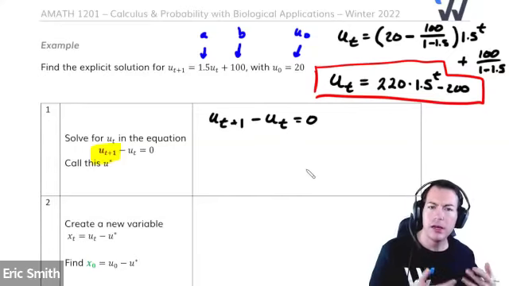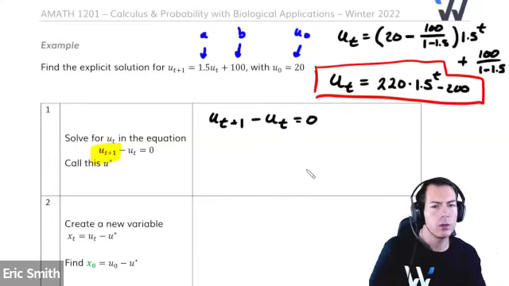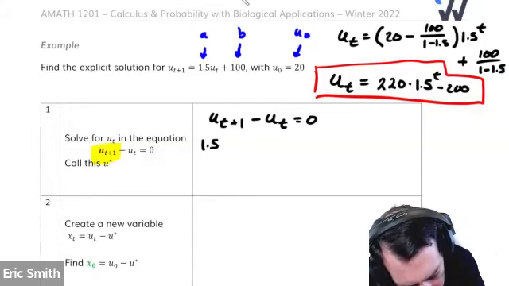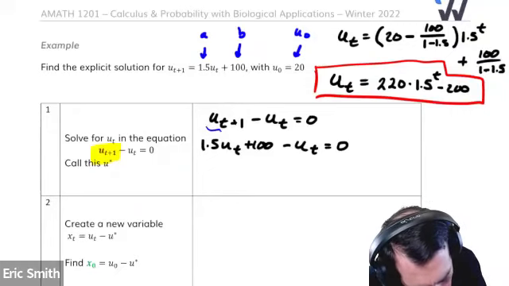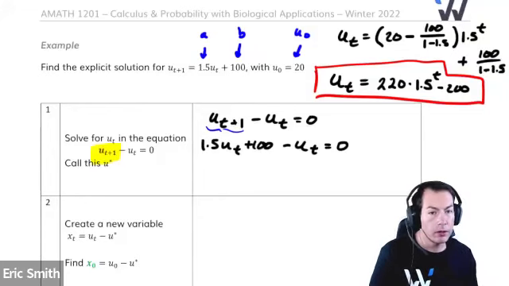And I'm going to put in information from our recursive formula to figure out what the value would even need to be. So u sub t plus 1, well, that's 1.5 u of t plus 100. So I've really just replaced that initial term. Now I'm going to combine things. I want to solve for u sub t.